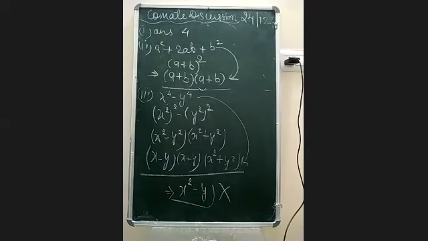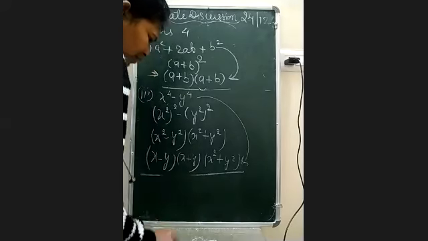So the option would be x square minus y. That is, I think, option number D. Option number D, right? So it would be this one.